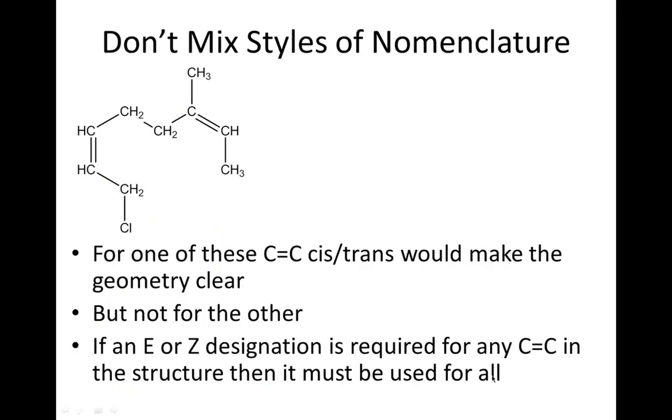You can't mix styles of nomenclature, so if you need to use E or Z designation on one double bond where you have several, then you have to use E or Z designations for all of them. In this case, this double bond over here, it would be clear enough if I said cis for this one. But this one, it would not be clear because we wouldn't be absolutely sure what we were talking about, because we have the situation where we have three different things and the two things that are the same thing are not on the same carbon. So I can't use cis or trans for that one. So I'm going to have to use the E or Z designation for both of them.